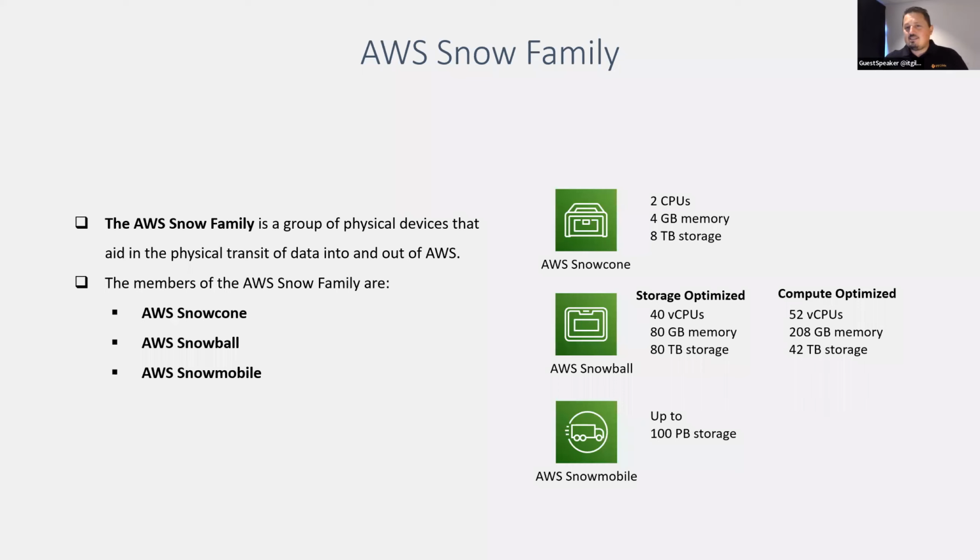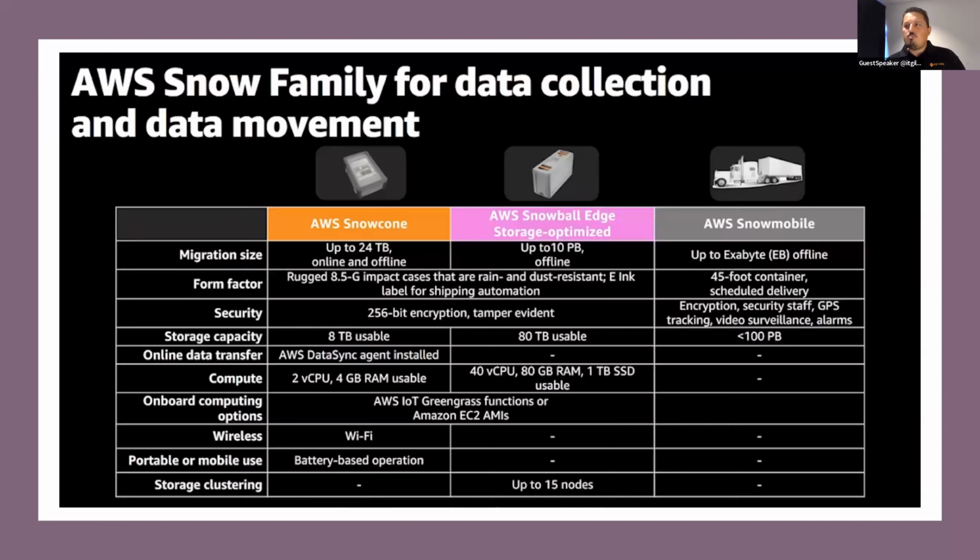What is the disk size you need? And their speed is also changing. Here we have a small comparison. Snowcone is up to 24 terabytes, Snowball up to 10 petabytes, and Snowmobile comes with a truck, and it is exabyte level. It is 45 foot containers. If you have petabyte level data and you need to move this data in one go to Amazon, these are the options.